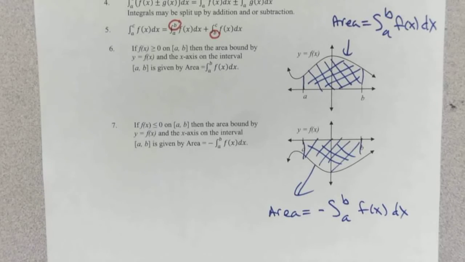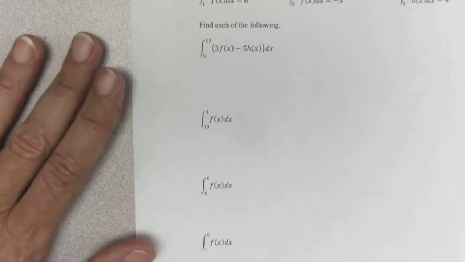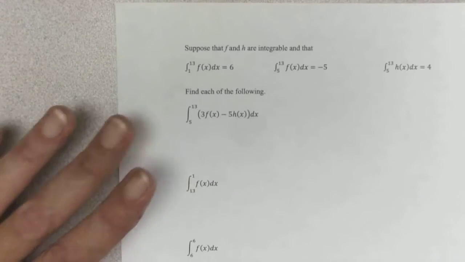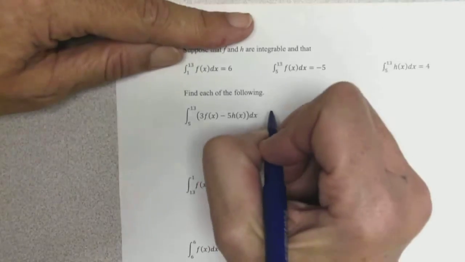So now we're going to use these facts, rules. Suppose that f and h are integrable, and that the integral from 1 to 13 of f of x dx equals 6. The integral from 5 to 13 of f of x dx equals -5, and the integral from 5 to 13 of h of x dx equals 4. Find each of the following, showing every detail I can think to show.